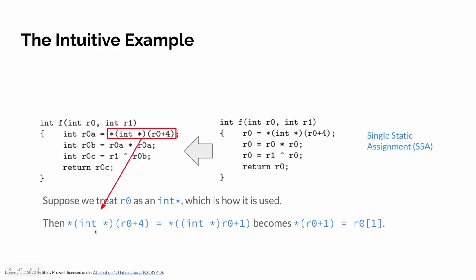Aha, right? So that would really, if ints are 4, that could become this. Now I cast R0 to an int pointer and I add 1, which moves ahead 4. And so then I could maybe rewrite it like this, if it's just an integer pointer already. Or I could rewrite it like this, as an array reference.